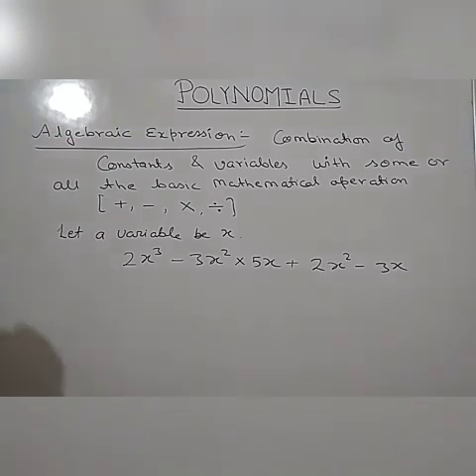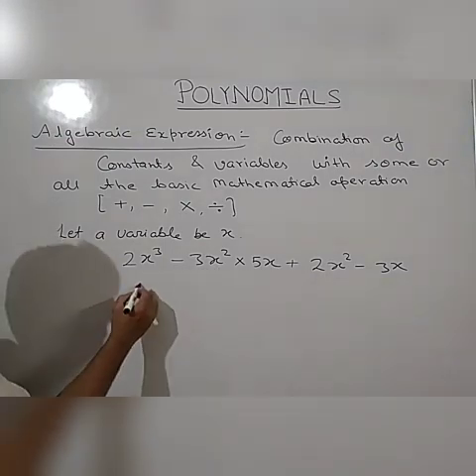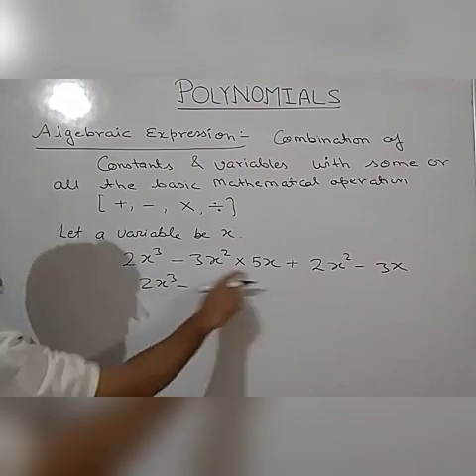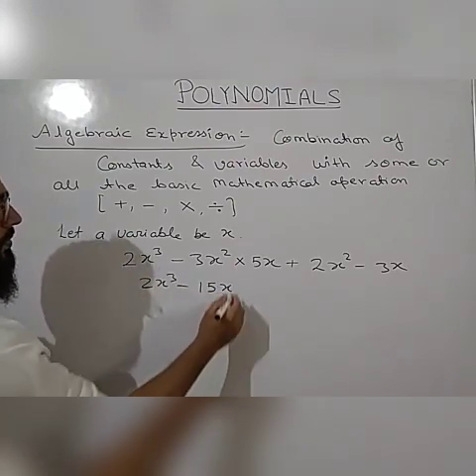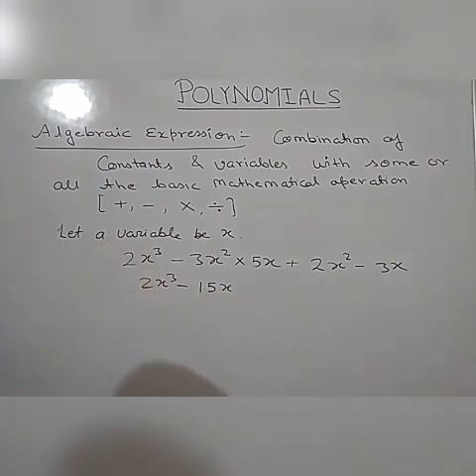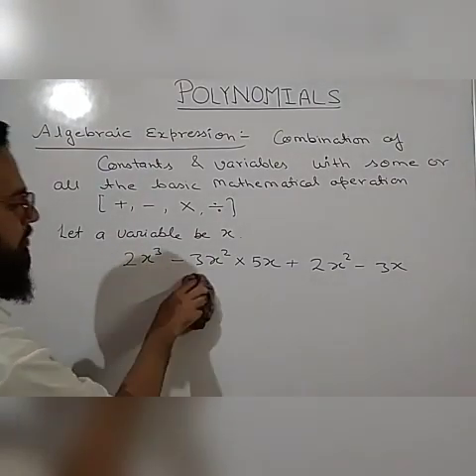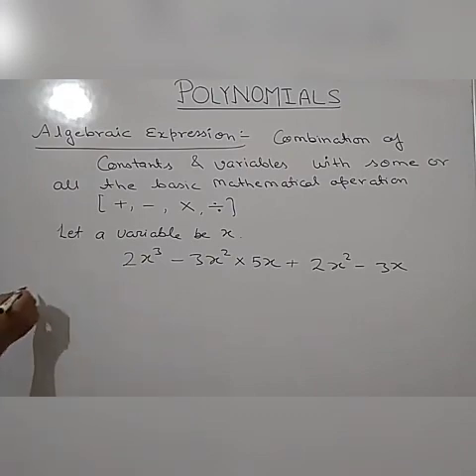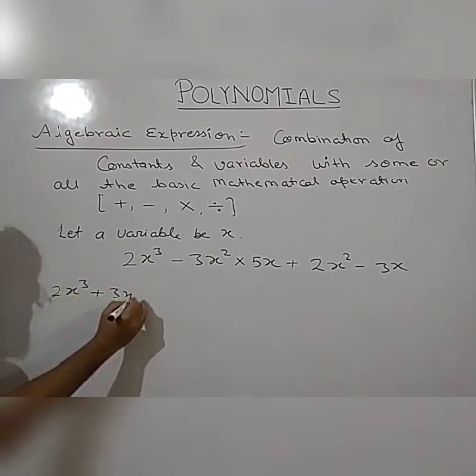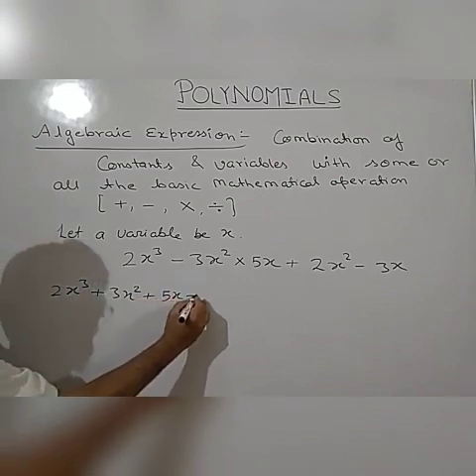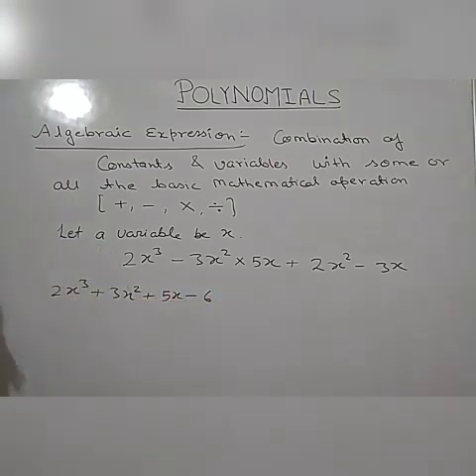It can be written in this form also: 2x cube minus 3 fives are 15, it will be 15x cube. This is one example. Or if we take another simple example, suppose it is given 2x cube plus 3x square plus 5x minus 6, it is an algebraic expression.